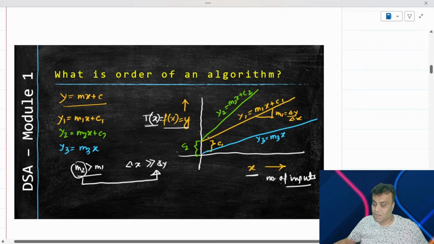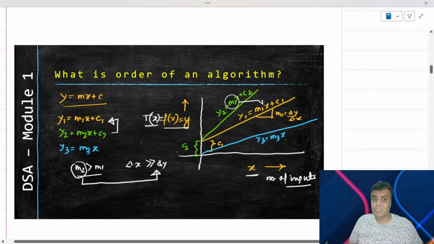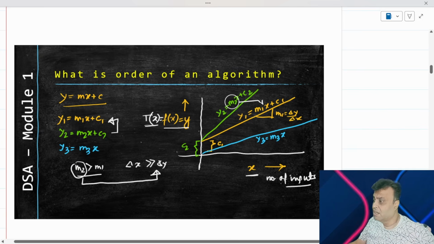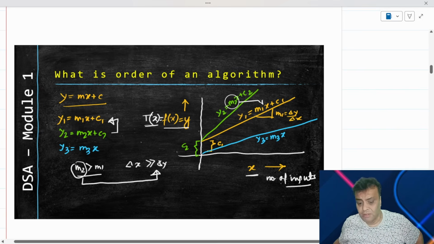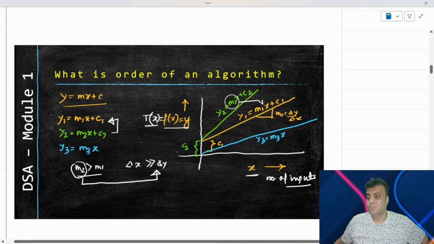Try to appreciate what I'm trying to say. If I change m and make this m equal to m1, then this particular y2 will become equal to y1, because m2 has now become equal to m1. And what are m1 and m2? m2 and m1 are the change of time when you give more and more inputs, right?